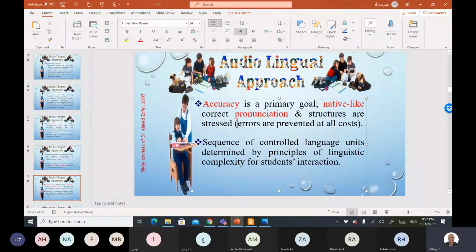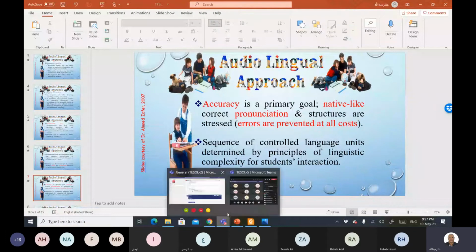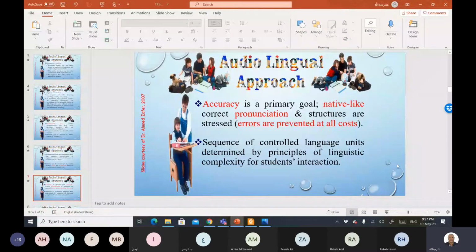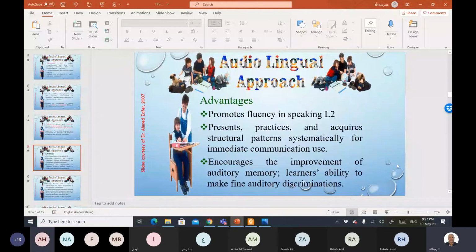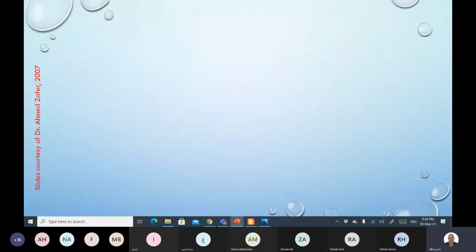And errors are not accepted. They are prevented at all costs. So whenever there is an error, the teacher tries to correct it directly and firmly and instantly. Okay. So this is in general the audio-lingual method. Based on this, we have advantages for this method.